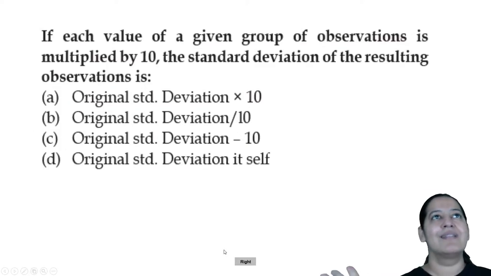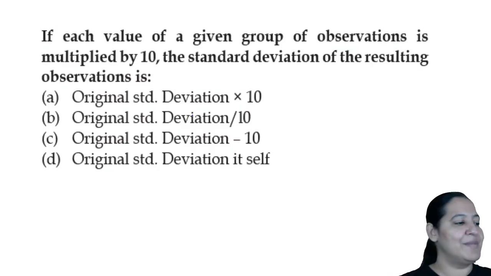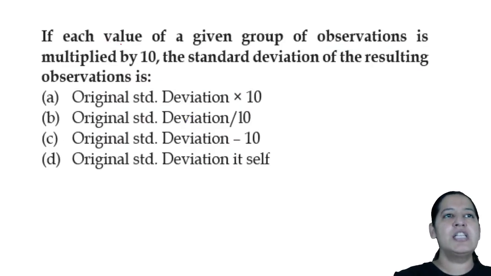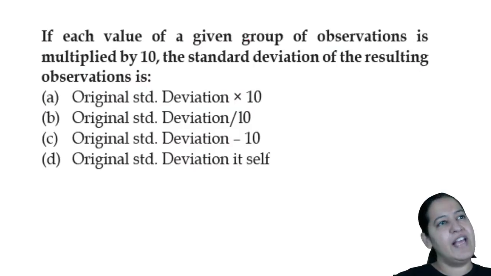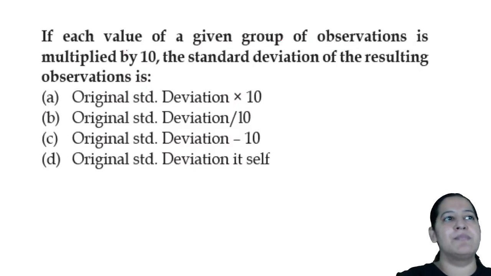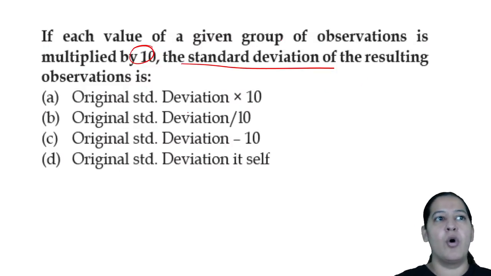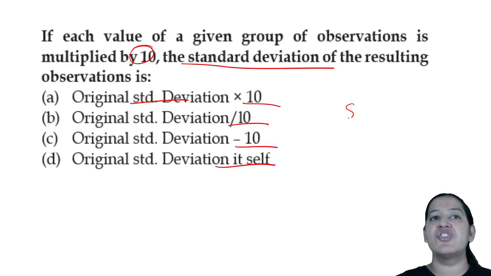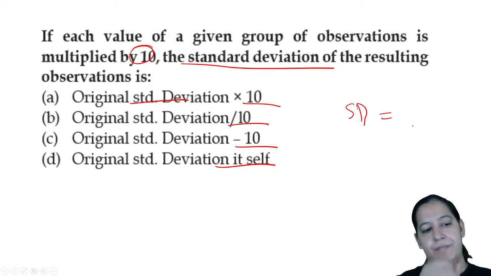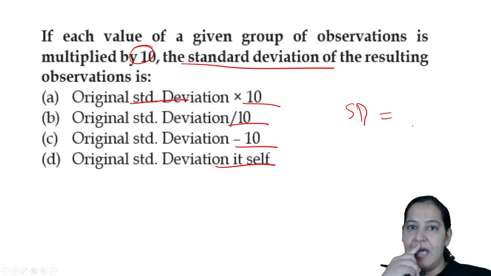Let me move further. This is the next question in front of you. Who will tell me the correct answer? You can see the question. If each value in a given group of observations is multiplied by 10, what will be the effect on standard deviation? Will the original standard deviation become 10 times, or will it be divided by 10, or will it remain the same? What will happen to the standard deviation if each individual value is multiplied by 10?